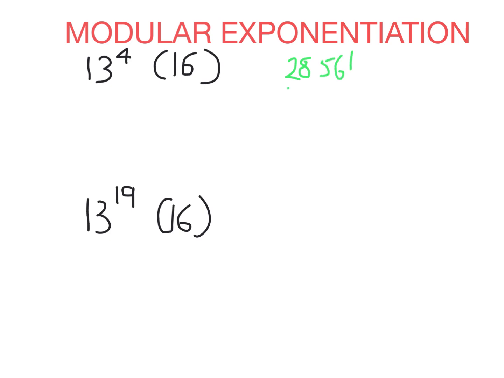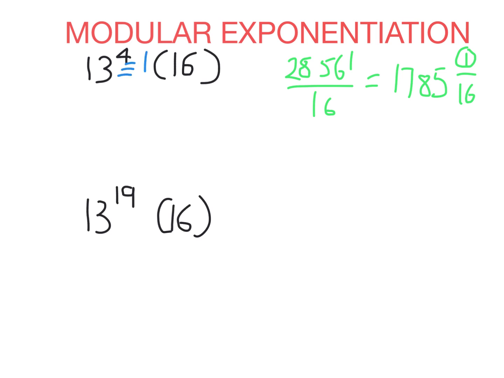So you can just put on your calculator 13 to the power of 4, which is 28,561, and you can divide it by 16. Now, if you get that answer as a mixed number, you should get 1785 and 1 over 16. This is the number we want. This is the remainder when the division is performed. So 13 to the power of 4 is equivalent to 1 mod 16.